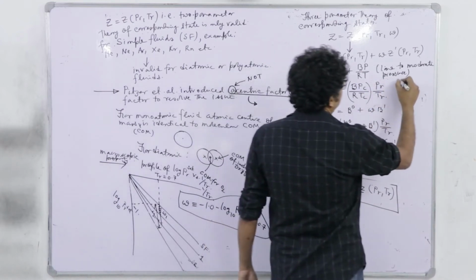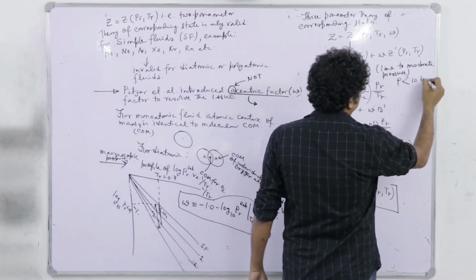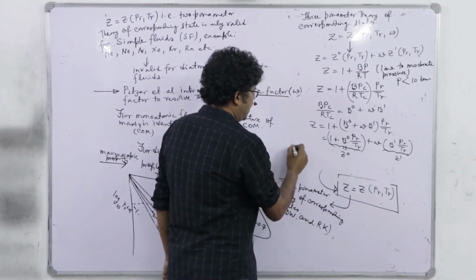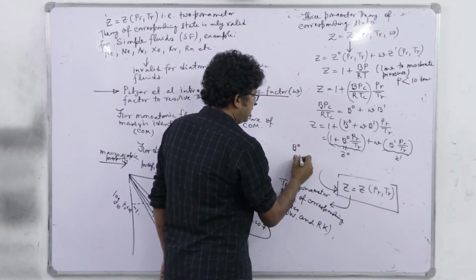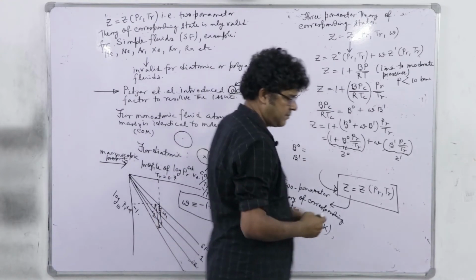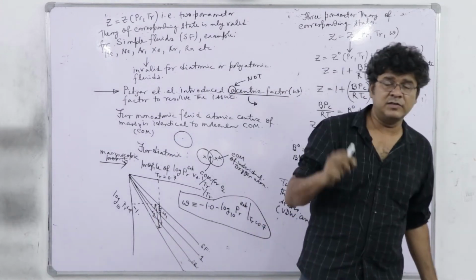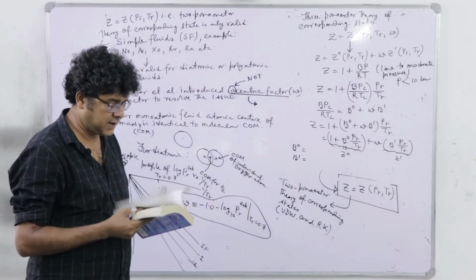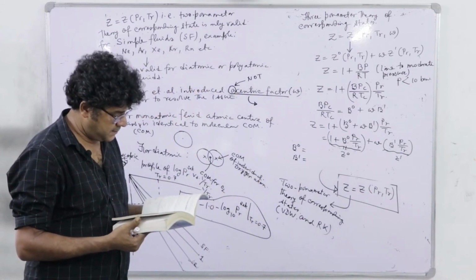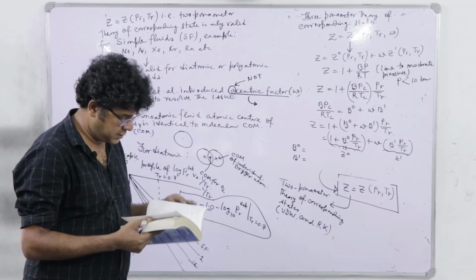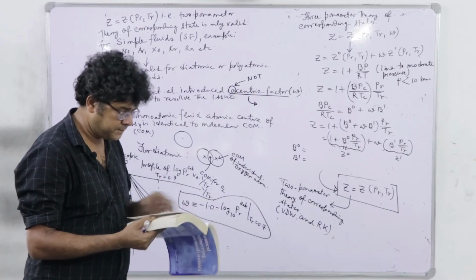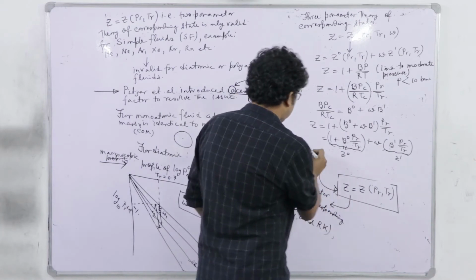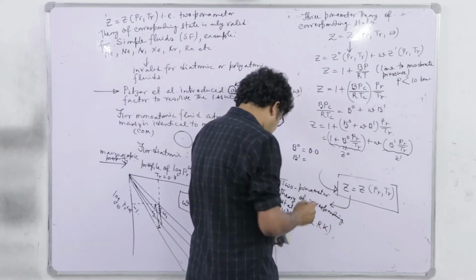Low to moderate pressure means pressure less than 10 bar. And from there they found this B0 and B1 to be dependent on TR, that is reduced temperature, because we know that virial coefficients are functions of temperature. Exactly the equations they found are something like that. You do not have to remember this, it has already been discussed in the fugacity calculation.